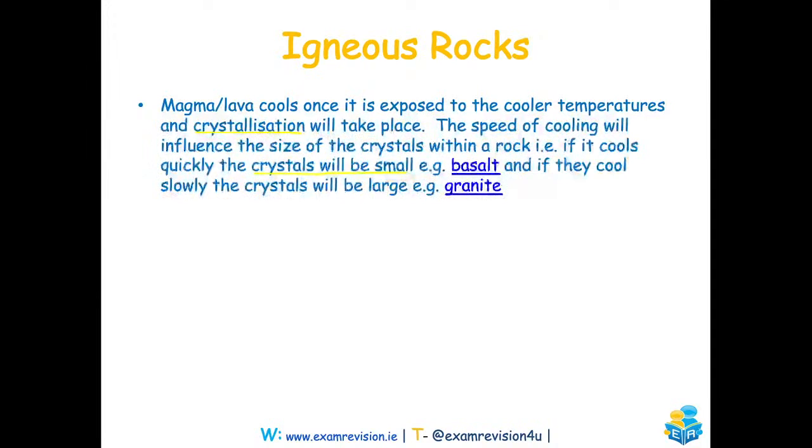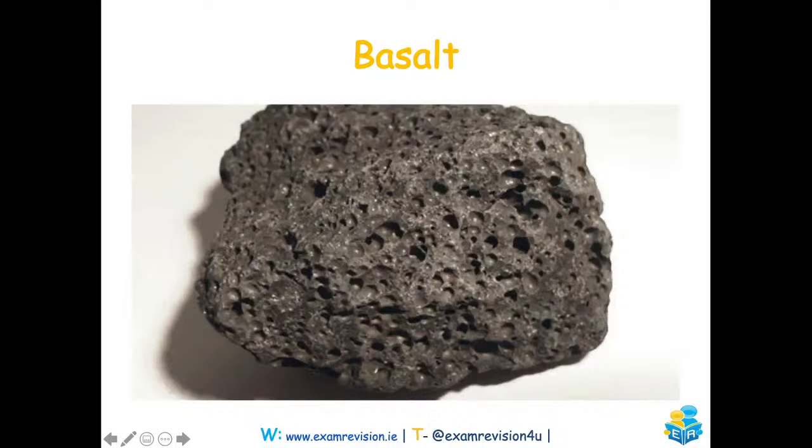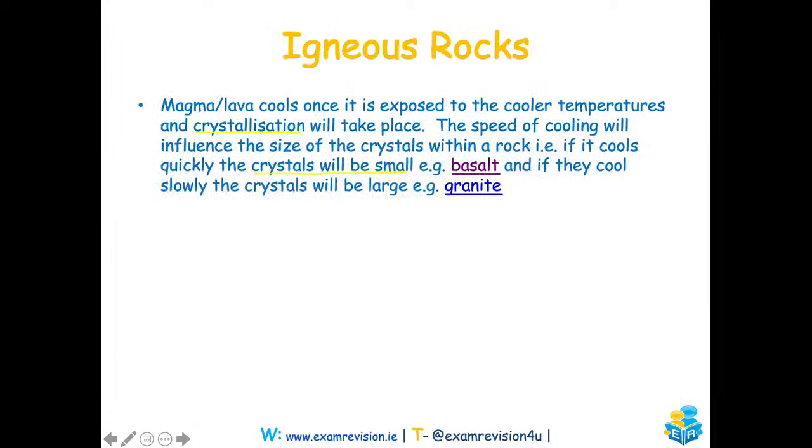So an example would be basalt rock, and I'll show you what basalt rock looks like. This is an example of basalt rock. It's a dark, kind of black color, and you can't really see crystals. The crystals are really tiny within the basalt rock because it cooled really quickly on the Earth's surface. So it's an extrusive rock. If it cools really slowly, then there will be large crystals.